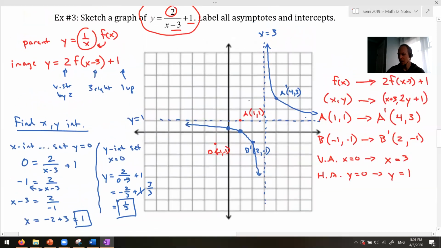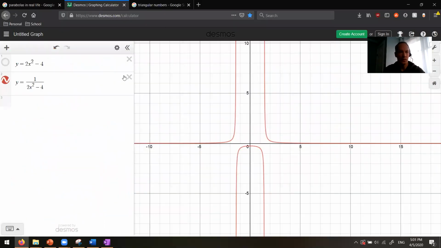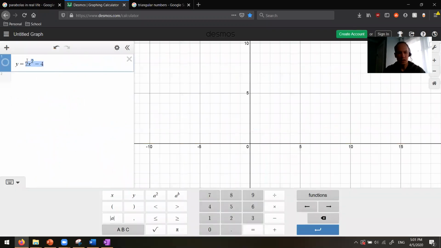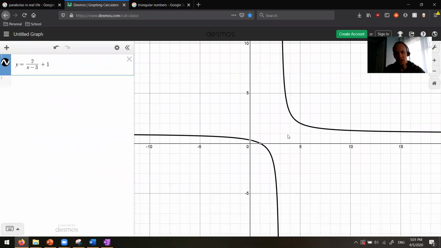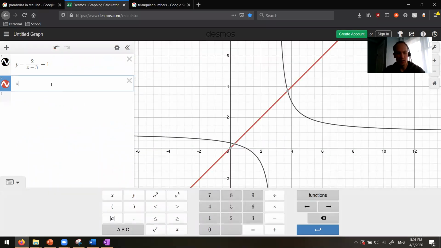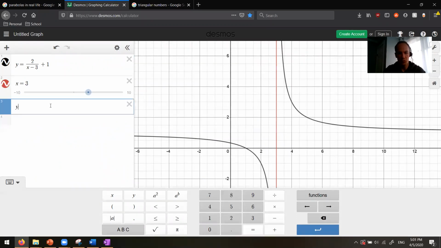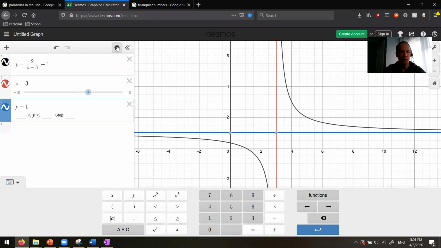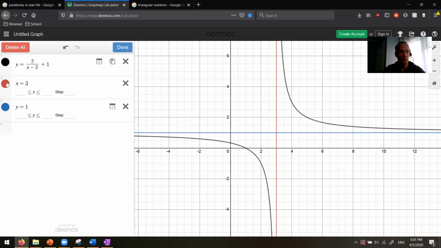Looks pretty good. At some point, someone's going to say, hey, can we see this on Desmos? And I would say, you know what? That's a great idea. So let's just check our work real quick. I'll delete this. So y equals 2 divided by x minus 3 plus 1. And let's actually make it visible. And if you look at that, that's more or less what we did. On Desmos, if you want to actually draw in the asymptotes, you're going to have to put them in manually. One thing I really like to do is I like to make them dotted, and I like to make them black color.